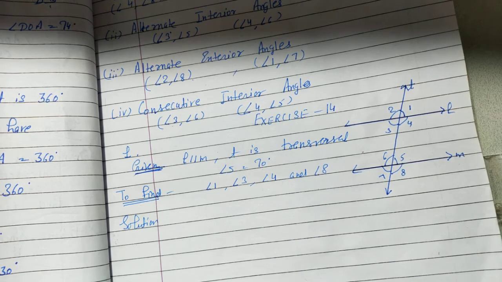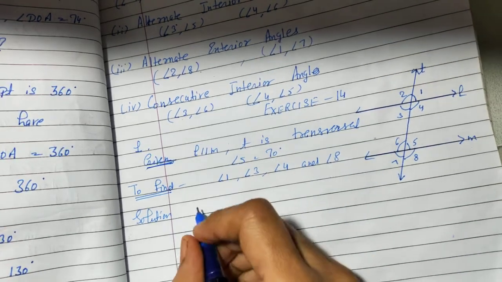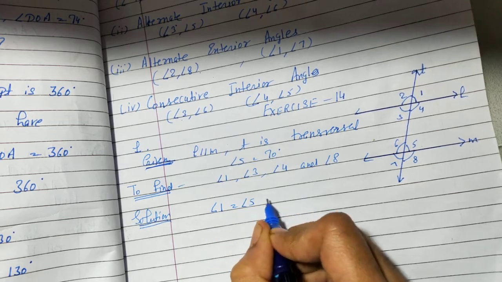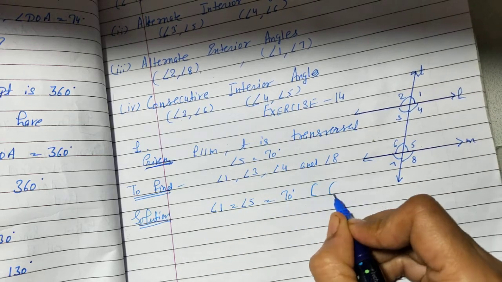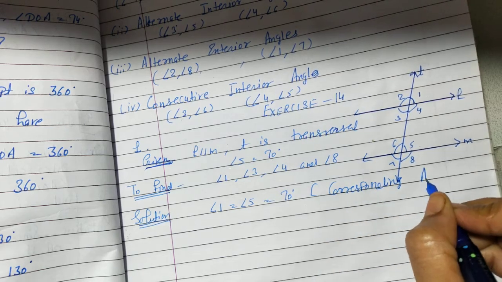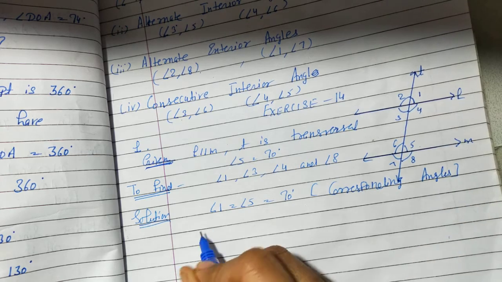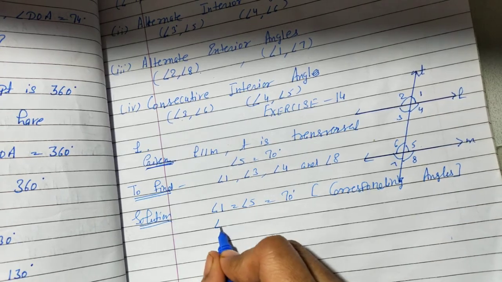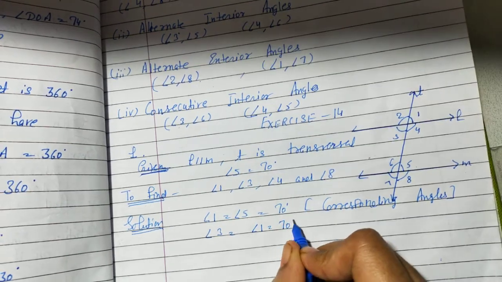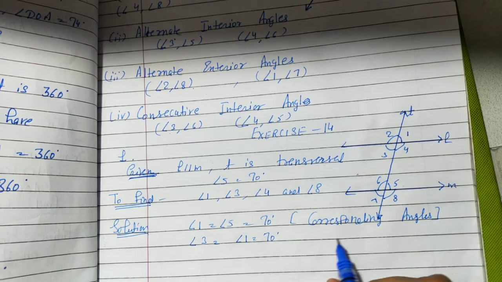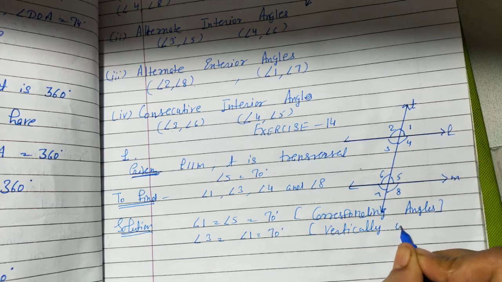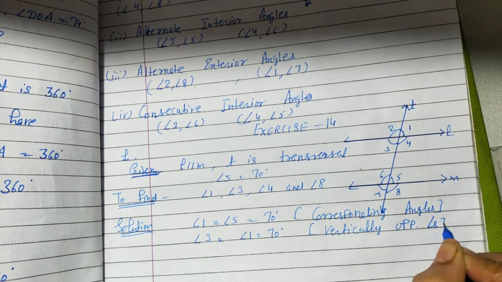Now let us start solving. You are having angle 5. You can see angle 1 is equal to angle 5 is equal to 70 degrees. Reason: corresponding angles. Now again you can see angle 3 is also equal to angle 1. Why? Look at the figure. Angle 3 and 1 are equal by vertically opposite angles.